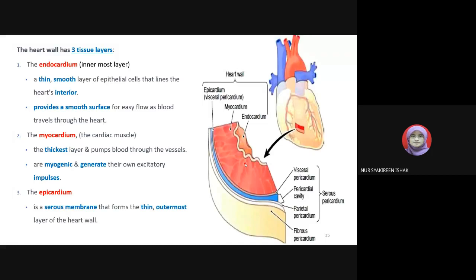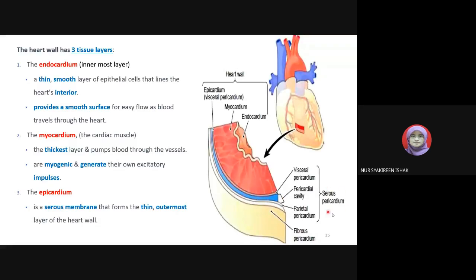This is to generate their own excitatory impulses. It means that the contraction of the heart is not dependent on instructions from the brain. The heart can initiate its own impulse so that it can pump on its own. That is myogenic. And then the layer outside here is the epicardium or the visceral pericardium.